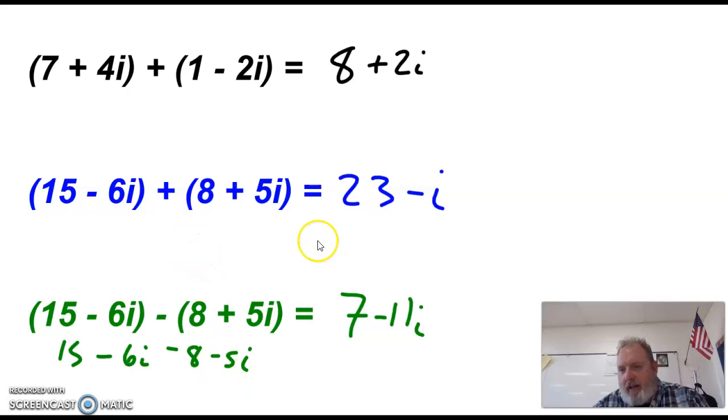So again, you combine like terms here just like you would any other variable, a, x, t, y, whatever variables you have. Same thing holds true with imaginary numbers. You combine them just like you would any other like term.